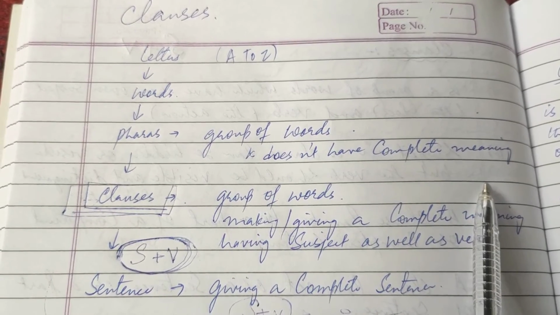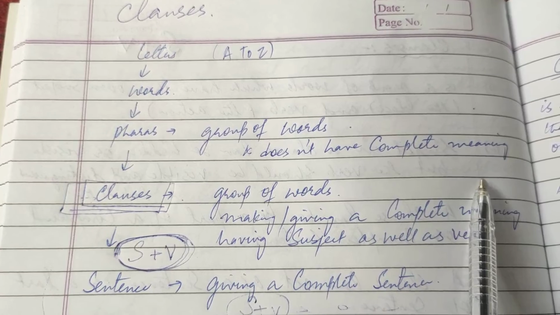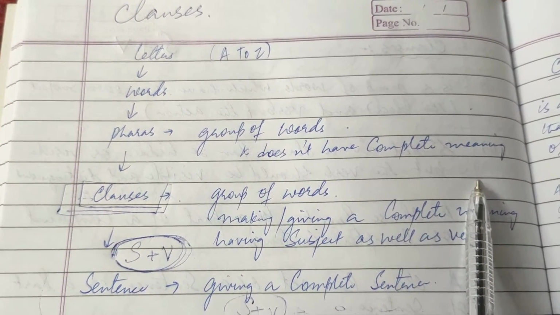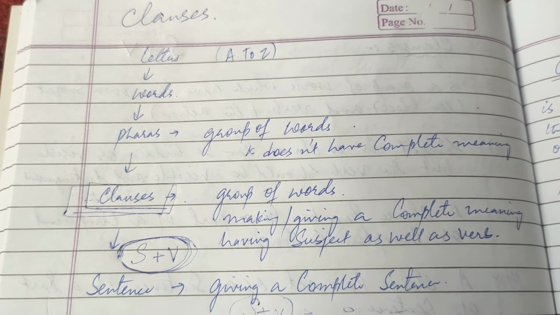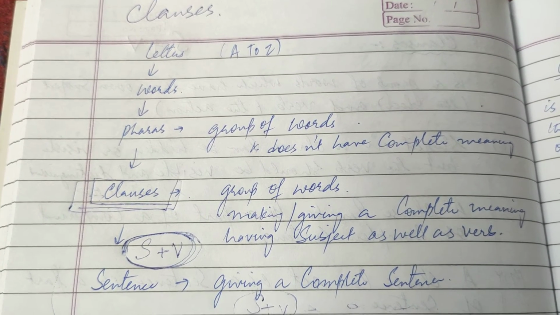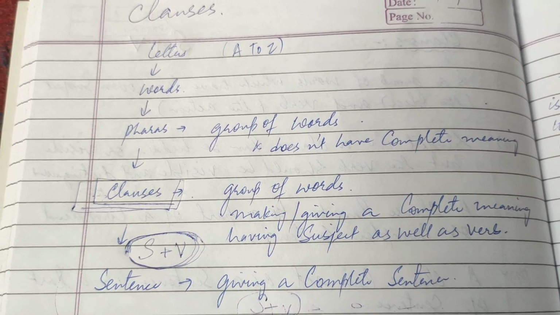So we can say from letters we can form words, from words we can form phrases, we can form clauses as well, but there's a difference between phrases and clauses. Phrases are the group of words which do not give us a complete meaning, while clauses give us a complete meaning. Also there's a combination of a subject and verb, while a sentence also gives us a complete meaning. A clause can behave as a sentence as well.